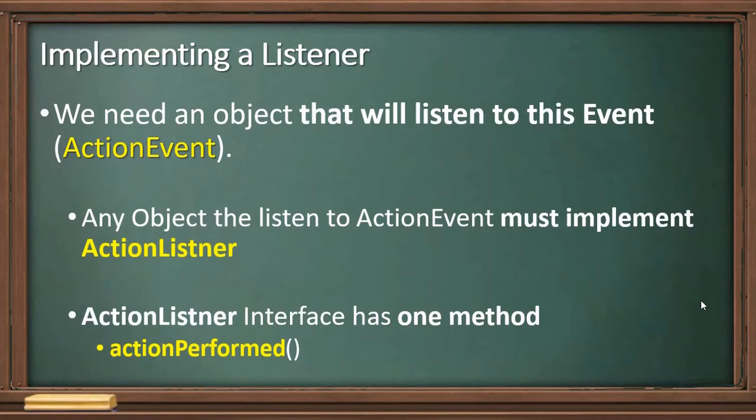In order for us to implement the event handling, we have to first implement the event listener. This event listener must be able to listen to a particular type of event. For example, when a user clicks on a button, the event that gets generated is the action event, and the event listener must be able to listen to that particular event.